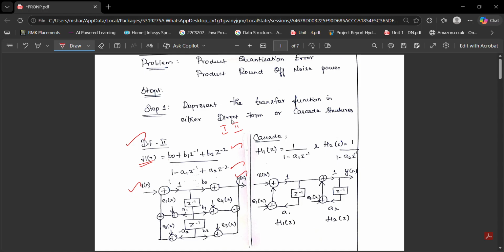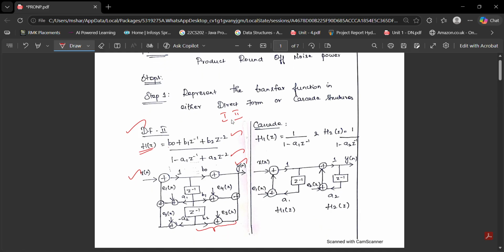The numerator coefficients will go on the right hand side of the structure, and all the arrow marks will be from left to right. As you can see, the first coefficient is b0, the second coefficient is b1, which is placed with z inverse, and the third coefficient is b2, with z power minus 2. When these coefficients are added, z power minus 2 will be there.